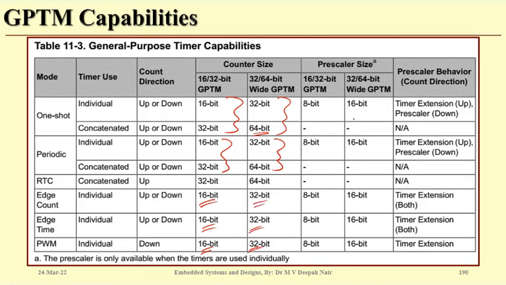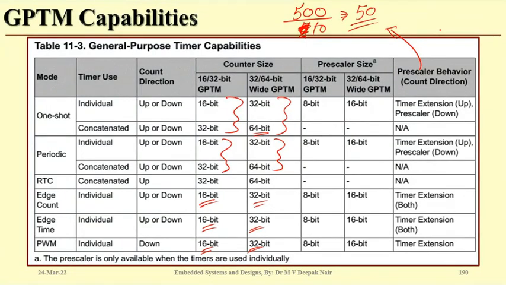Then, of course, there is something called prescaler. Prescaler is nothing but a number which is used to divide the final number. For example, if you load the number 500, it will take some time to count from 500 to 0. But if you use a prescaler of 10, simplifying it, then this count will become 50.